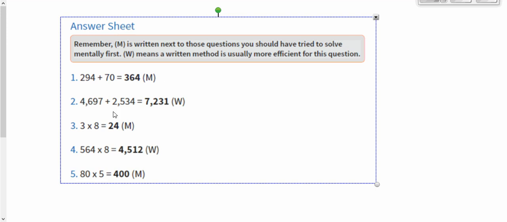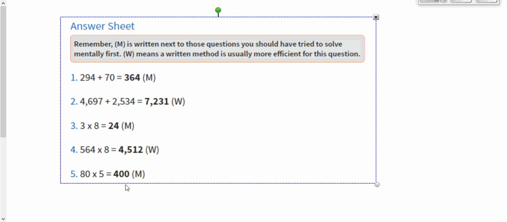The second one, definitely a written column addition, so 4,697 add 2,534, added together 7,231. The third one, 3 times 8, times tables, do them in your heads. So 3 times 8 equals 24. The next one was definitely written because we don't know our 564 times table, or we don't know our 8s up to that level. So 564 times 8 equals 4,512.